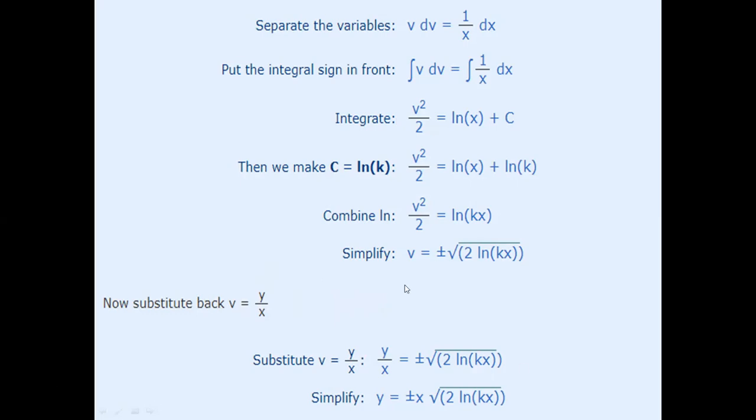Yes. If the C, Miss, you don't change it to ln of k, then it would be the square root of ln of x plus c. So this one could be the square root of ln of x plus c. And then you transfer the 2 here and then get the square root. Okay, Miss, thank you.